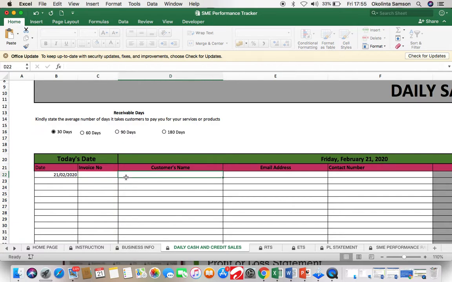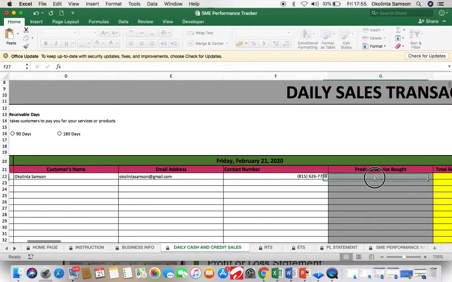If you have, you put in the customer's name. So let's just use an example. Let's use myself. Let's say I bought some bags of pure water from someone. You come here, you put the email address, Okolinta Samson at gmail.com. This actually helps you keep track of your client's email address. You put in the number, 08156267799, and then you come here, you put in the product.